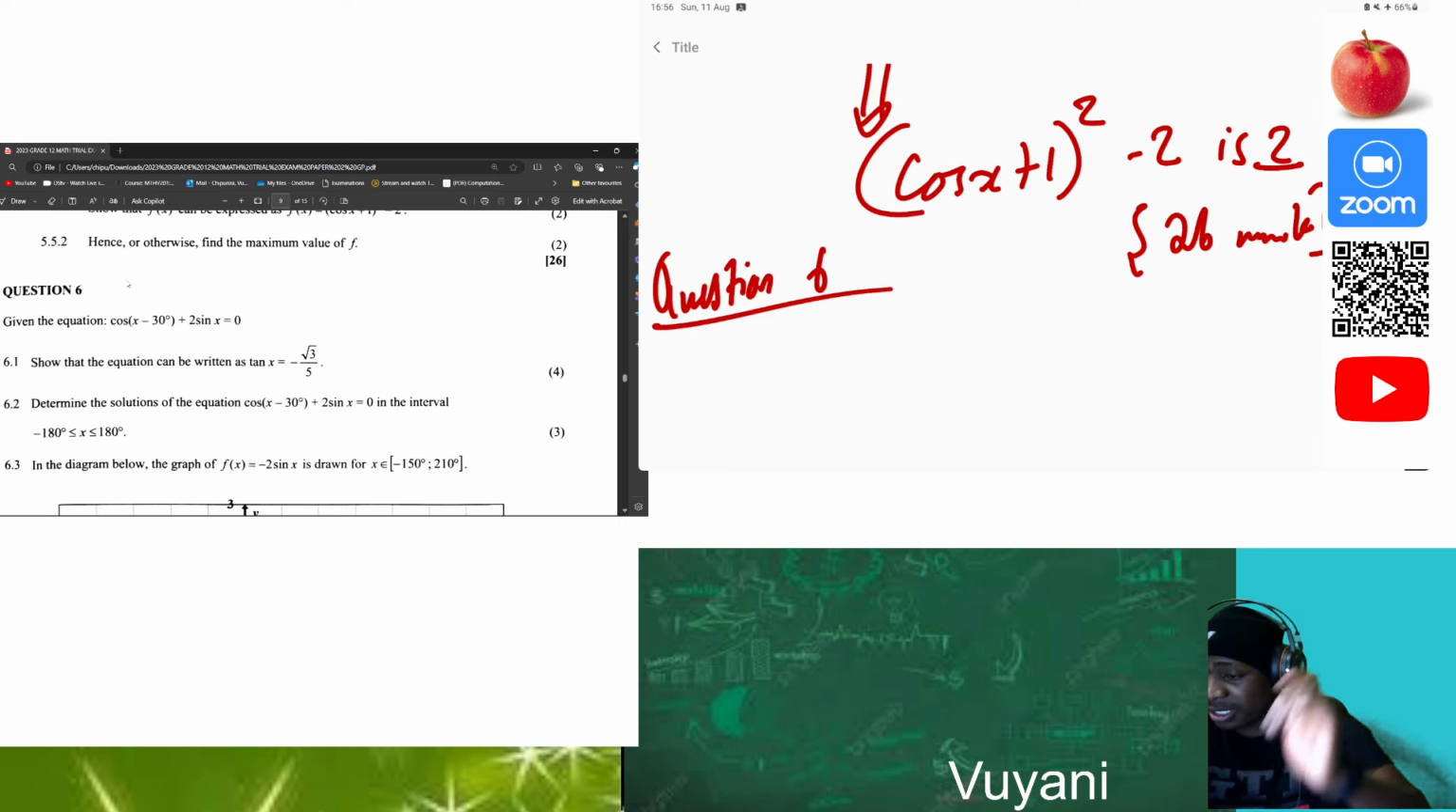Last question on trigonometry. Given the equation cos of (x minus 30 degrees) plus 2 sine of x is equal to 0, show that the equation can be written as tan x is equal to negative root 3 over 5. Okay, that's 4 marks. That's hectic over there.